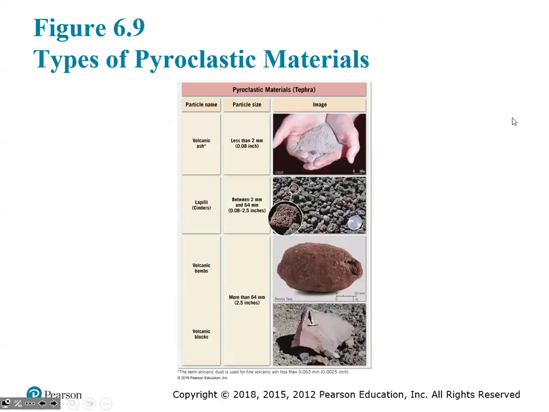So some examples, this is volcanic ash. Particle size is less than 2 millimeters, very fine. It can be pretty nasty because it tends to form by droplets breaking apart and cooling, so a lot of these are sharp, which can do a lot of unfortunate things. Lapilli or cinders are between about 2 millimeters and 64 millimeters. And then you have volcanic bombs, more than 2.5 inches. This is a volcanic bomb. Notice how it's round. And a volcanic block, where it's blocky.